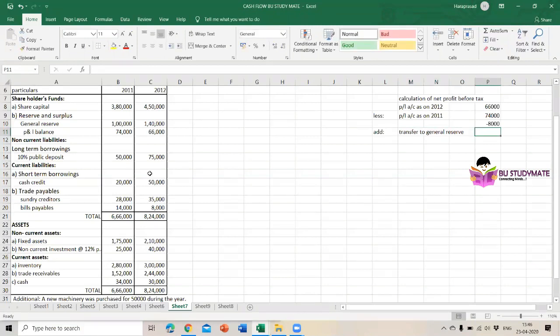Then we have to add the transfer to general reserve. How much is that? Transfer to reserves and surplus is given. That is 1,40,000 minus 1 lakh, means 40,000. Okay, then do we have any kind of provisions of these things? We don't have, so we'll end up here: minus 8,000 plus 40,000. We'll get 32,000 as net profit before tax.